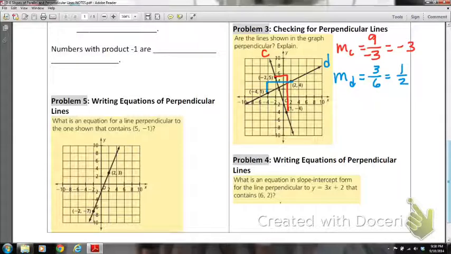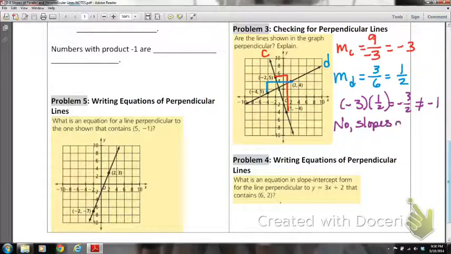If you multiply these two slopes together, -3 times 1/2 is -3/2, which is not equal to -1. So the answer is no. The slopes are not opposite reciprocals, and their product is not -1.